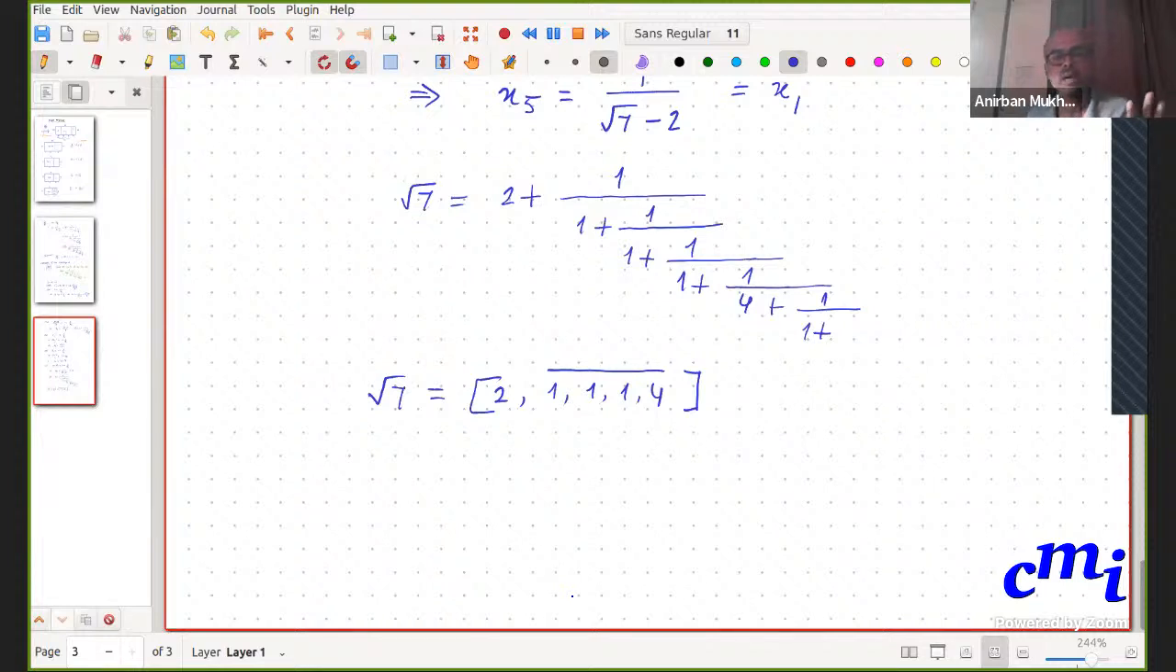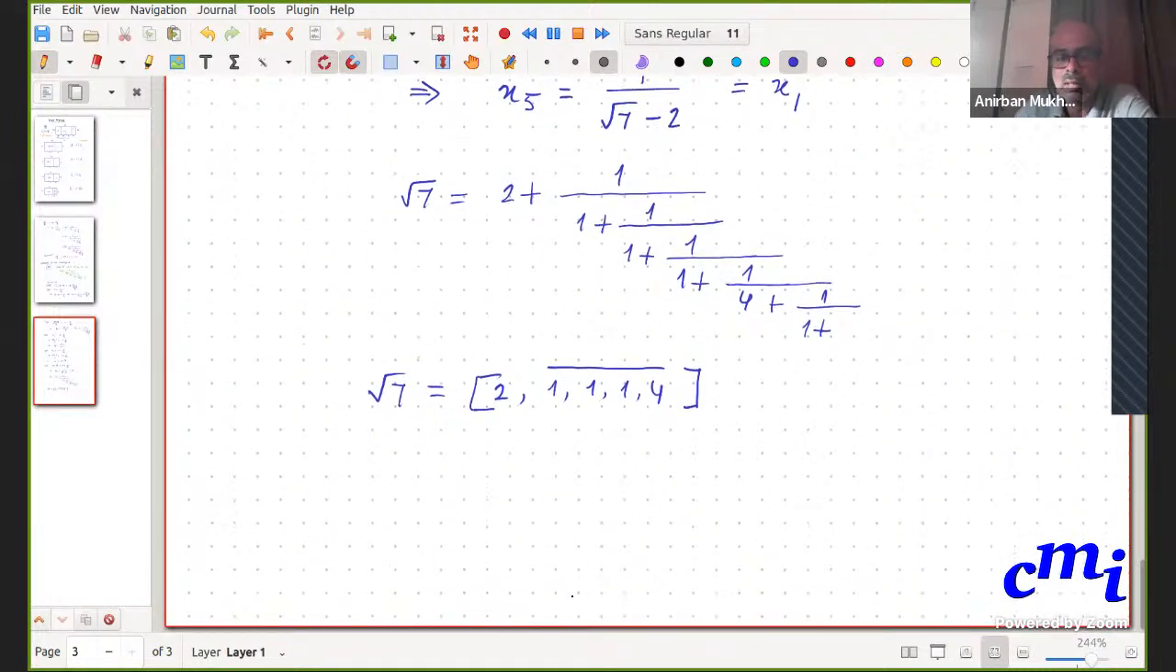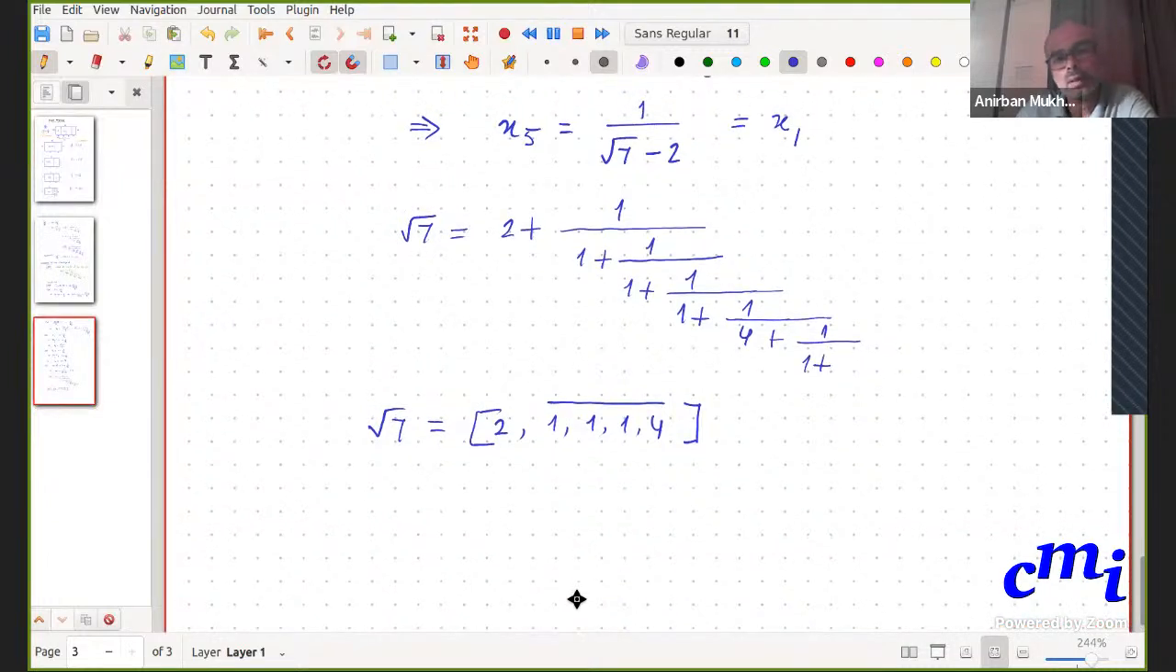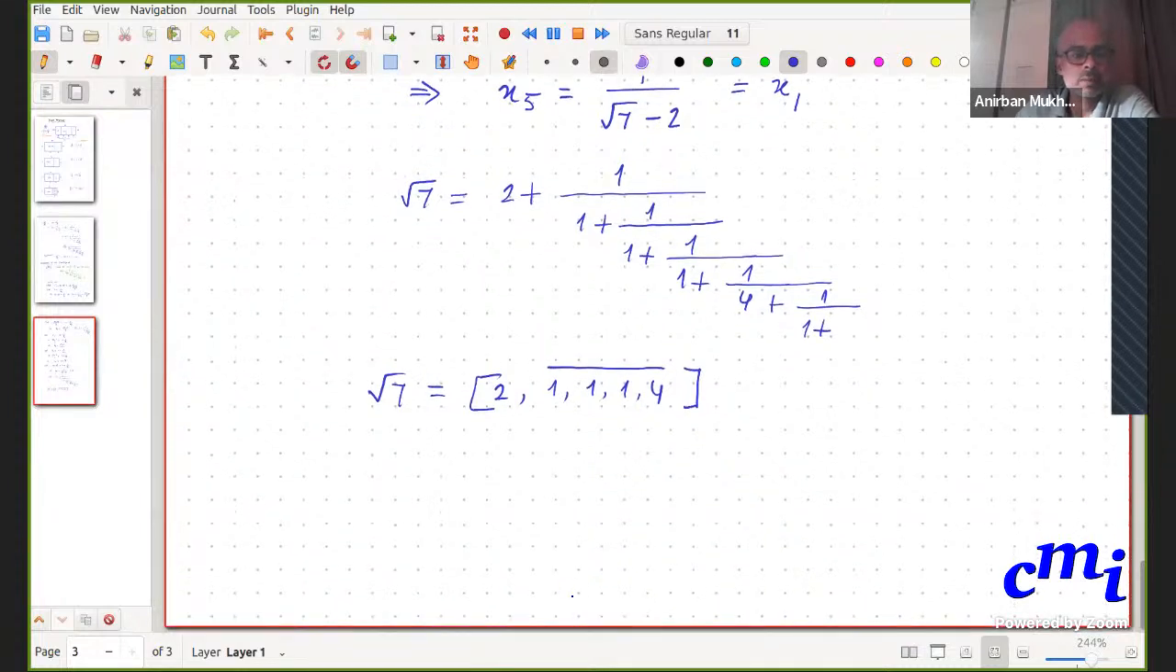So for the square root of any positive integer, you can try this. This is going to work. Of course, it can be an even longer calculation, but it would end up giving you the continued fraction. Okay, so much for the introduction. We have calculated a continued fraction for a rational number as well as for a quadratic irrational. Now let's develop a bit of theory.